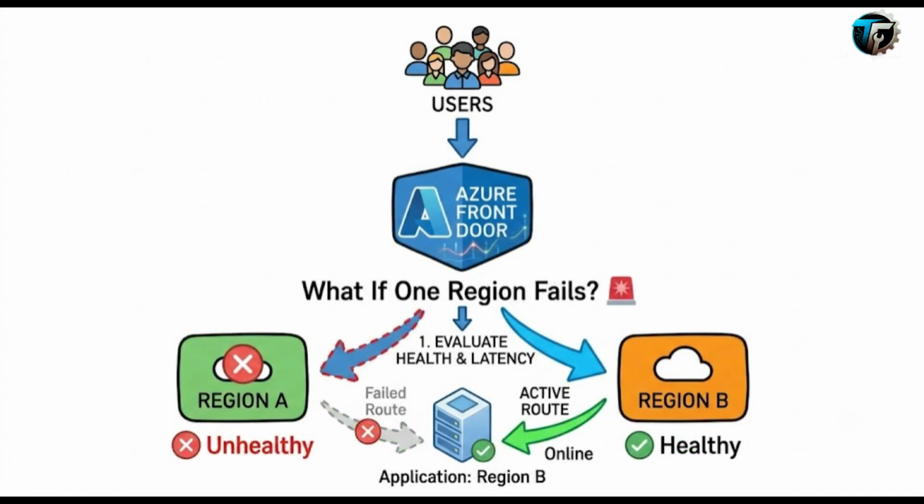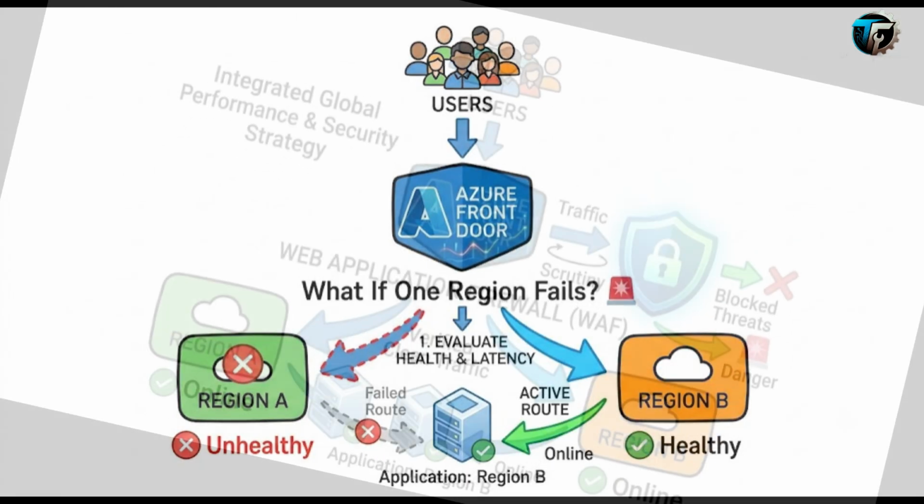Now let's introduce a failure. Region A becomes unhealthy. Instead of continuing to send traffic blindly toward an unhealthy backend, our global routing architecture can direct traffic toward a healthy backend. This is where global traffic management becomes an important part of high availability architecture. But remember, Front Door doesn't magically make your application multi-region. Your application architecture still needs a recovery and multi-region strategy.